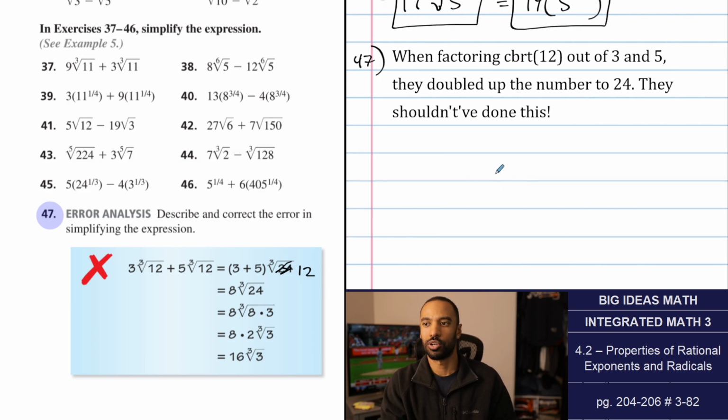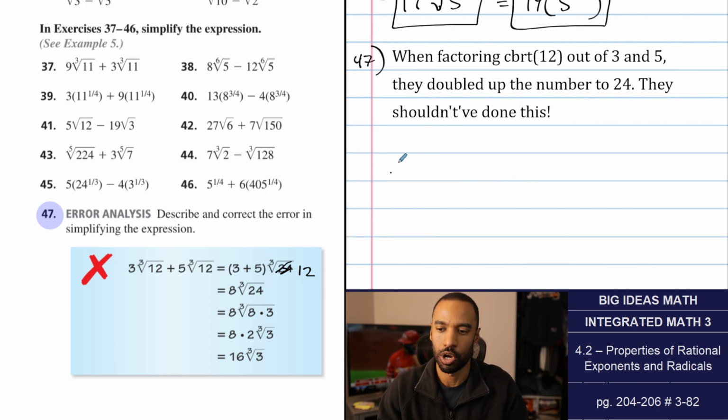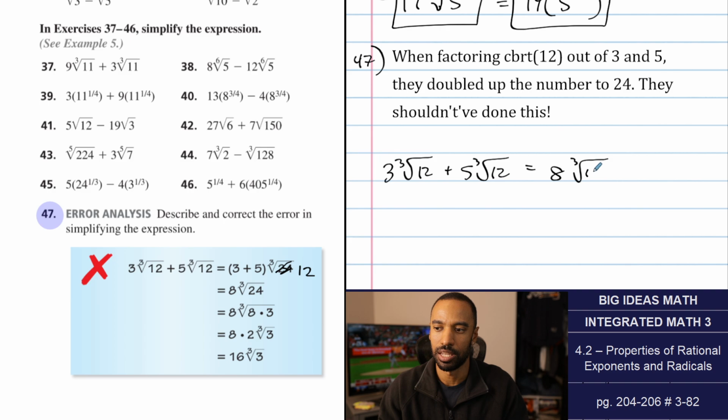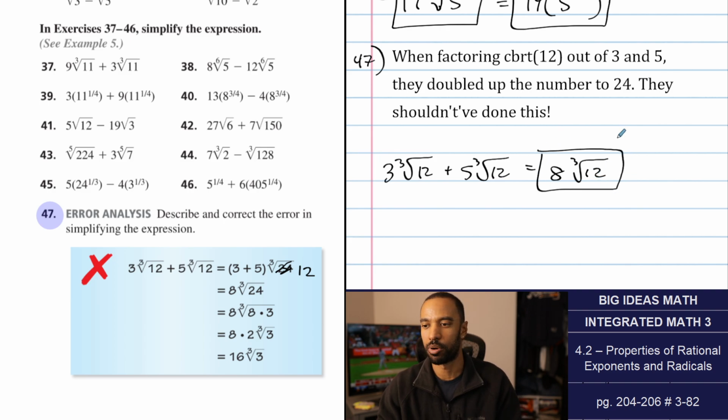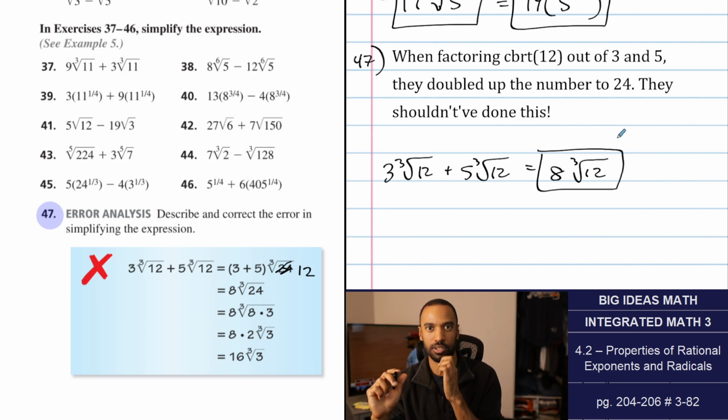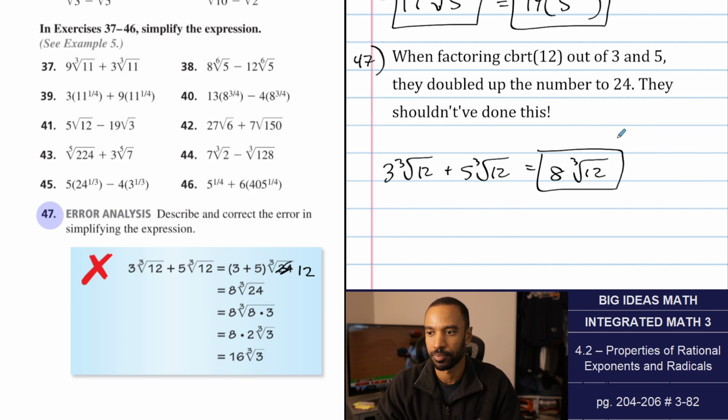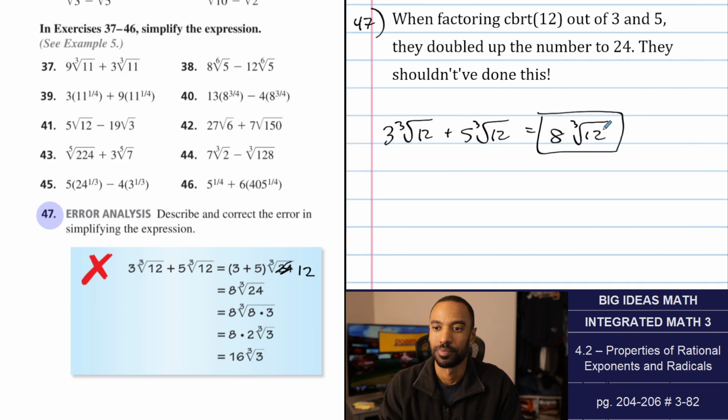So what can they do? As simple as you guys know best. 3 times cube root of 12 plus 5 times cube root of 12. Treat them like x's, combine like terms. They are alike. And this becomes 8 times cube root of 12. And honestly, I'd be done right there. 12 isn't a perfect cube. 12 doesn't have perfect cube factors. The smallest perfect cube is 8. So we'll leave it. All right.